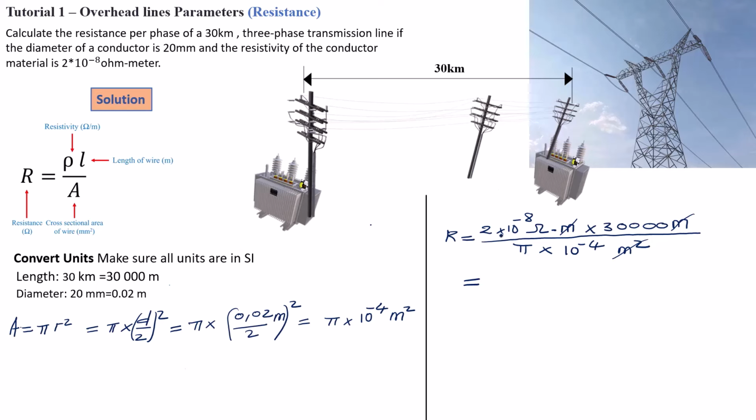So now all you have left is to compute 2 times 10 to the power negative 8 divided by pi times 10 to the power negative 4, and that is going to give you a value of 1.91 ohm. So that basically your final resistance for this problem here, right?